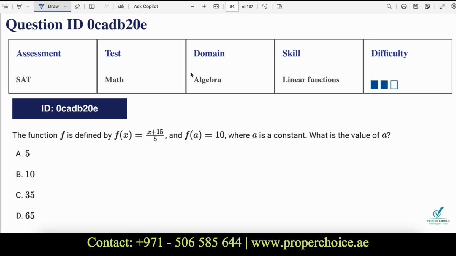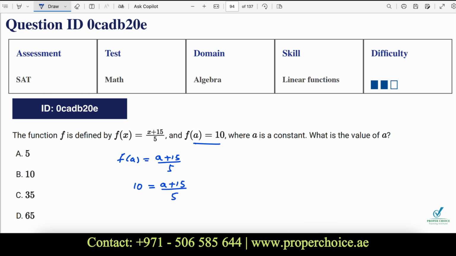The function f is defined by f(x) equals (x plus 15) divided by 5, and f(a) equals 10, where a is a constant. What is the value of a? They are asking us, when you replace x with a, that turns out to be 10. If you replace here, f(a) becomes (a plus 15) divided by 5. And what is the value of f(a)? It is equal to 10. So 10 is equal to (a plus 15) divided by 5. So what is the value of a?